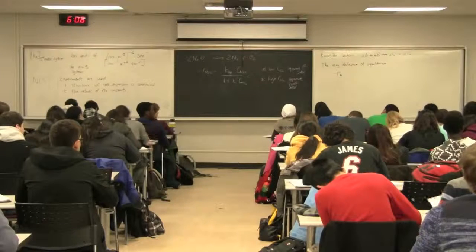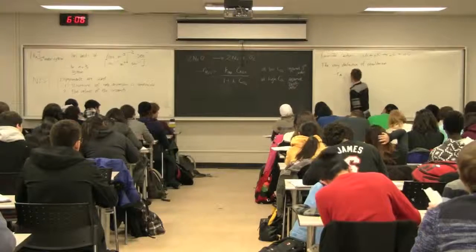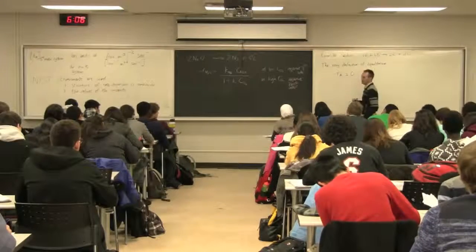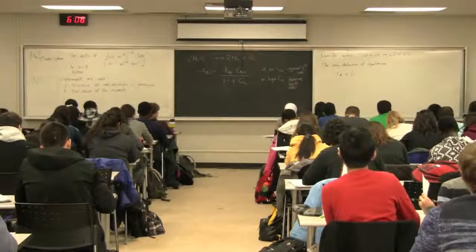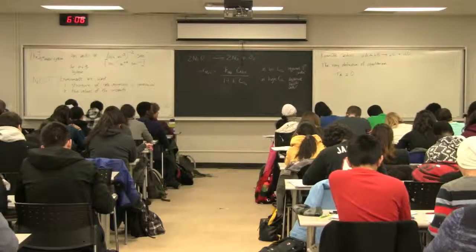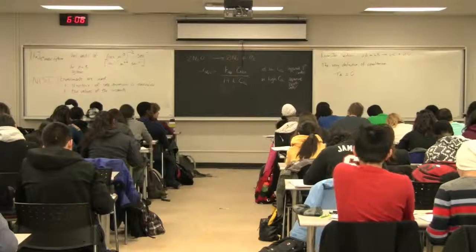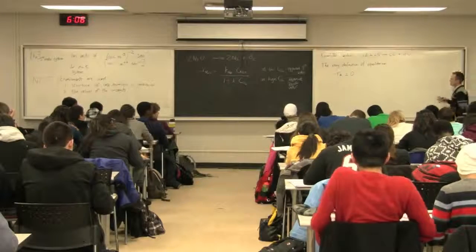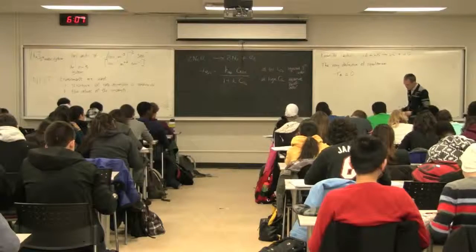Zero. Not a trick question. So the explicit definition of equilibrium is that the rate of formation of A is zero. Also, we know that RA is related to RB and RC and RD, that formula I showed you previously. So those rates are also all zero. The system is totally at equilibrium. Nothing is being formed, nothing is being created.